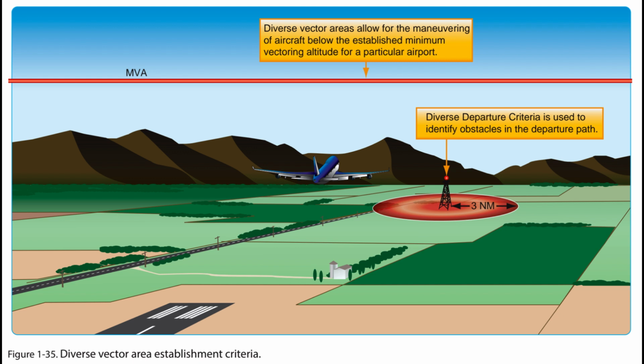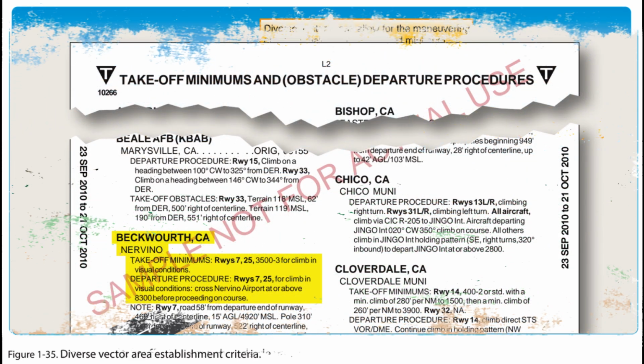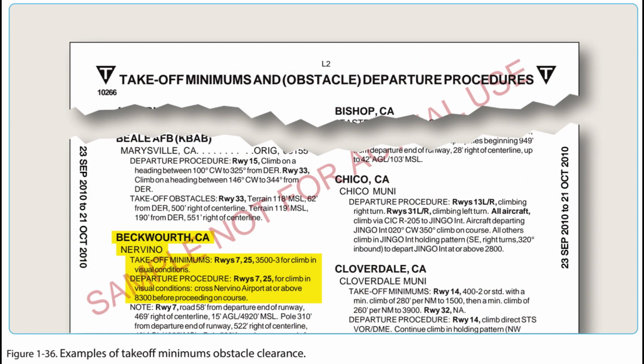Figure 1-35. Diverse vector area establishment criteria. Figure 1-36. Examples of takeoff minimums obstacle clearance.